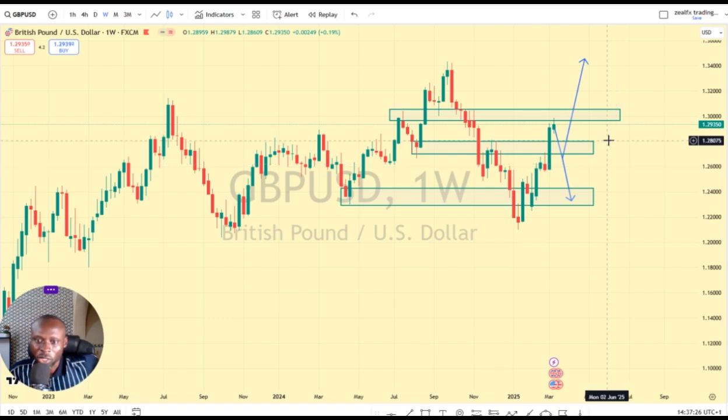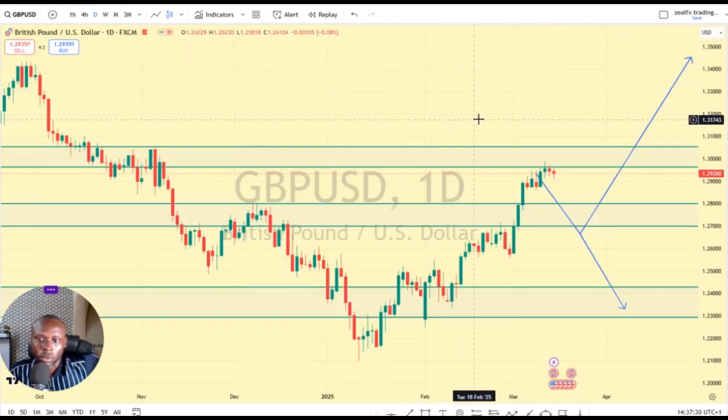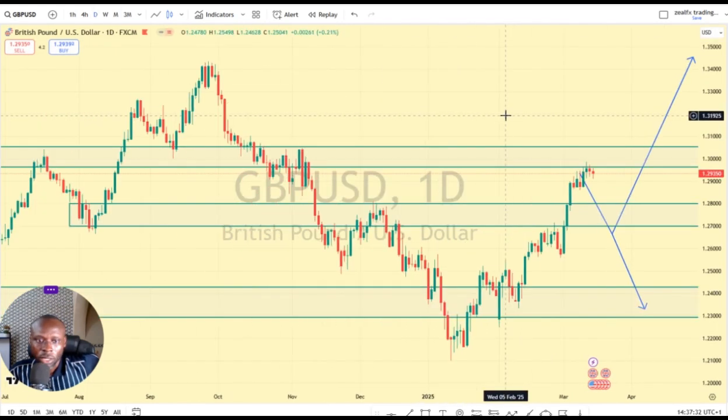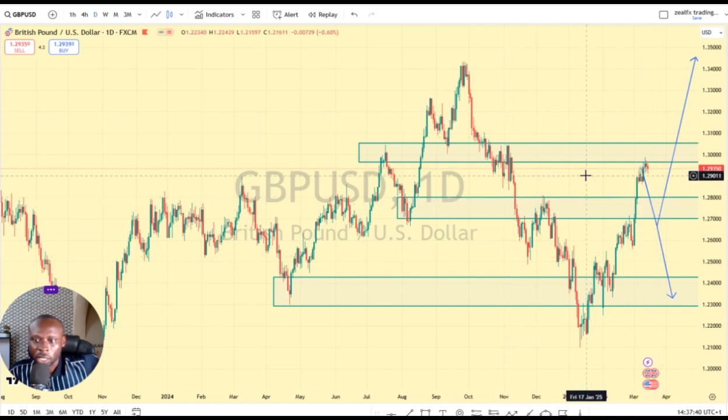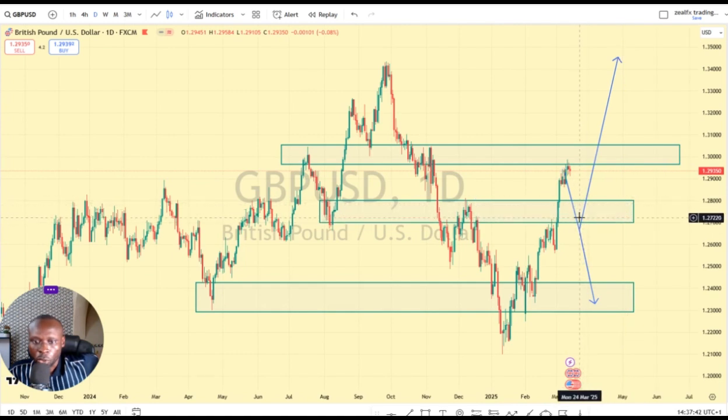Let's look at the daily chart of the British pounds USD. On my daily chart, we are currently on a resistance zone level. So we expect price to come to this next support zone before we look at a buying opportunity. But on a break of this support, we expect price to come to the next of these weekly support levels. So these are the levels we are looking at on the British pounds USD this week.